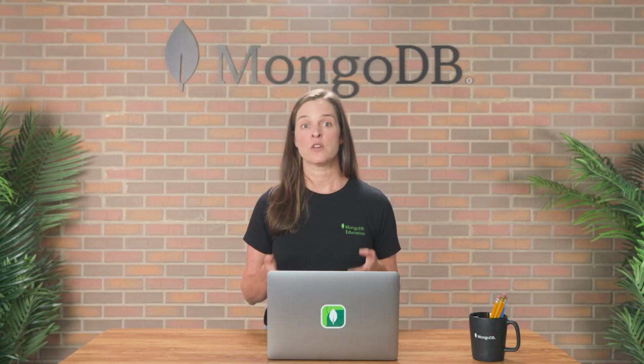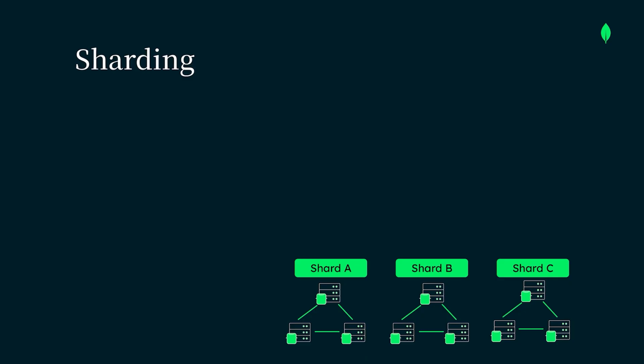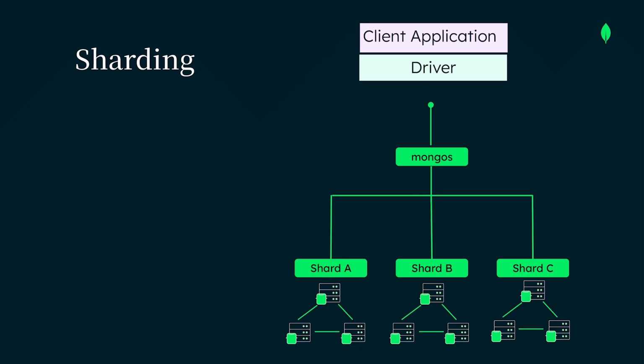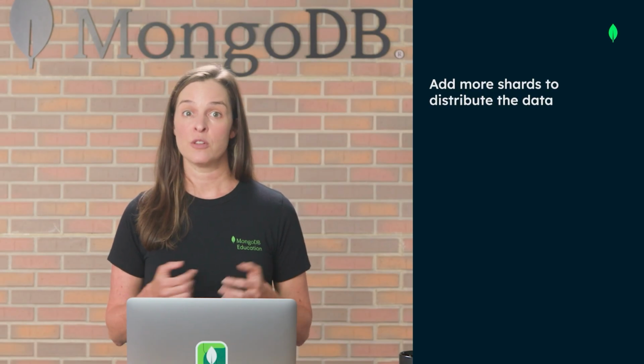While replication ensures reliability, sharding is what allows large datasets to scale horizontally and handle massive amounts of data. Sharding distributes your data across multiple servers using shard keys to determine data placement. Each shard operates as its own replica set, so it can maintain the high availability we just discussed. Your application interacts with your sharded cluster through a query router called MongoS, which directs client requests to the appropriate shards. As your dataset grows, you can add more shards to distribute the data and the load.